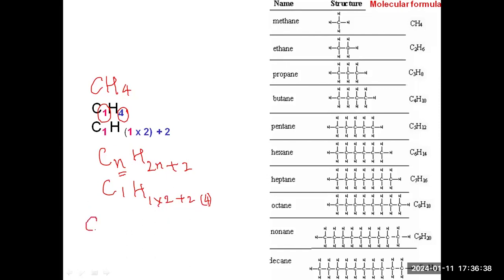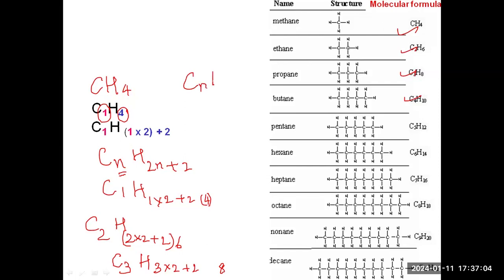If you take n as 2, hydrogen will be 2 into 2 plus 2, that is 6. If you take n as 3, hydrogen will be 3 into 2 plus 2. It will be 8. So everywhere this general formula is true, CnH2n+2. So that becomes the general formula for alkanes.